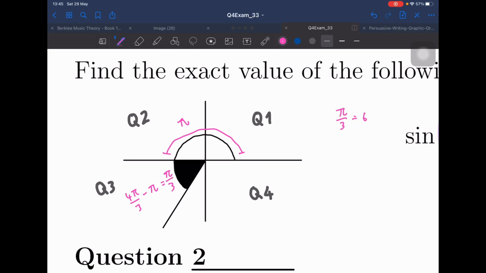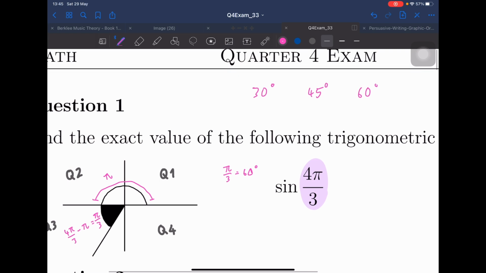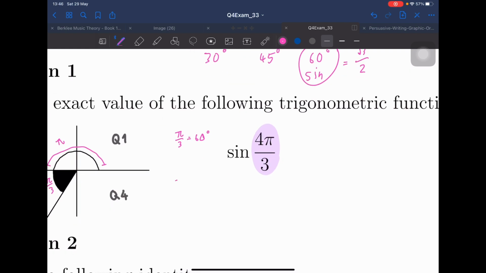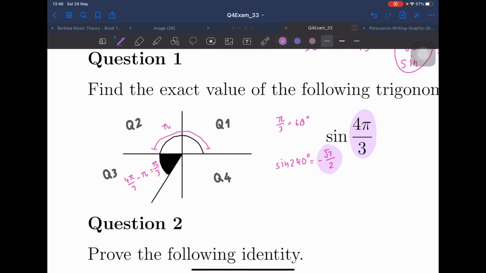It's 60 degrees. And like I said, we remember that sine 60 degrees is equal to root 3 over 2. So for that, this overall is sine 240 degrees. So it's just going to be negative root 3 over 2. The reason it's negative is because when sine is in quadrant 3, it's going to be negative. So this is my final answer.